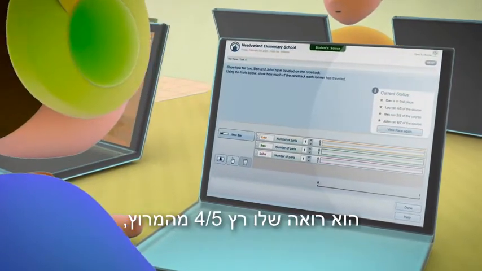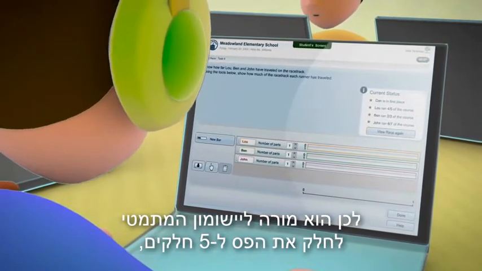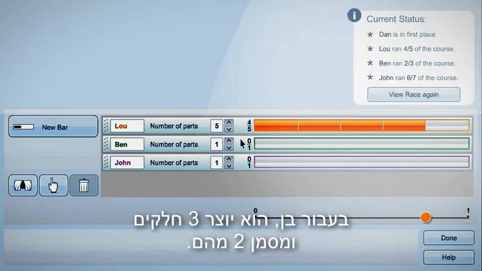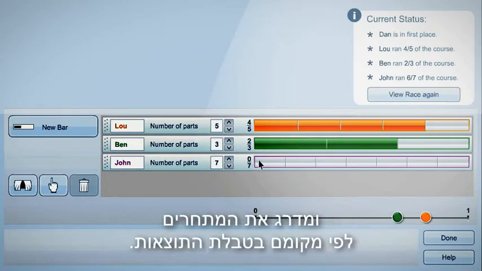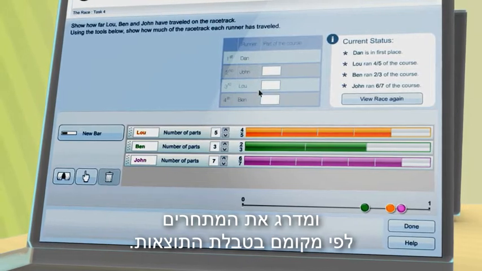He can see that Lou ran 4/5 of the race, so he commands the mathematical applet to divide the strip into 5 bars and highlights 4 of them. For Ben, he generates 3 bars and highlights 2. He does the same for John and ranks the runners according to their position in the results table.